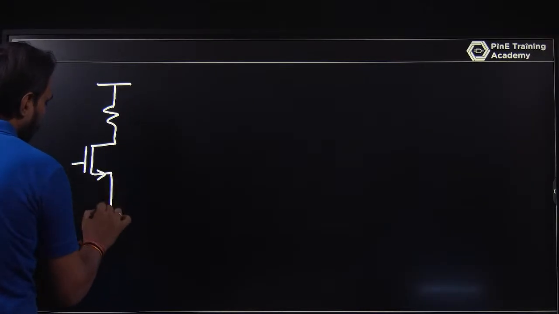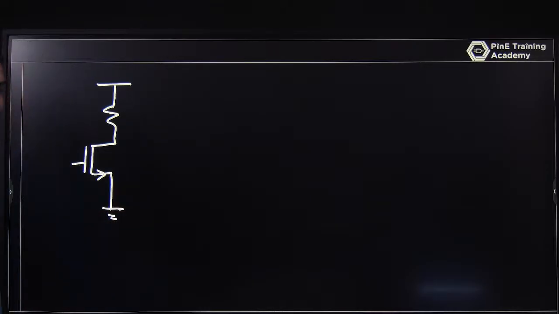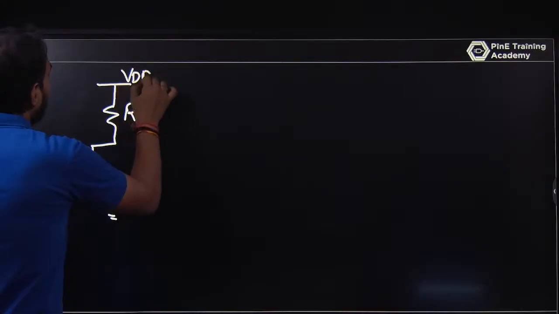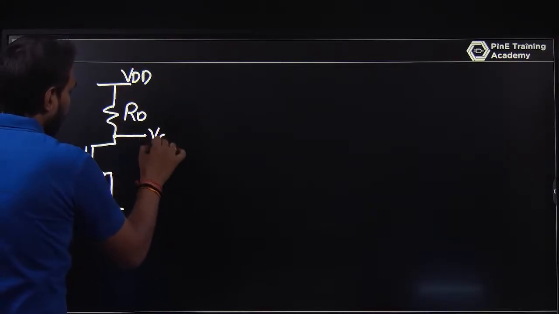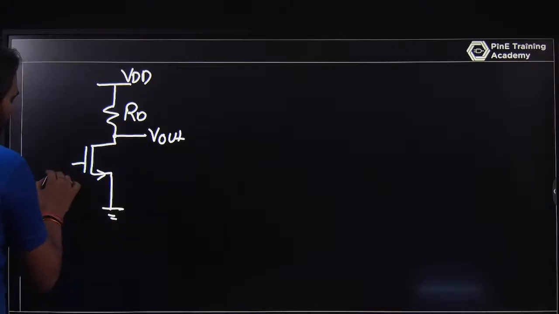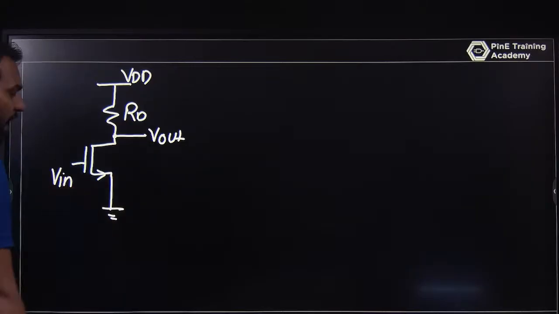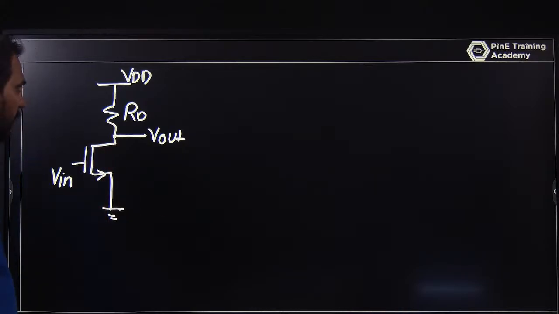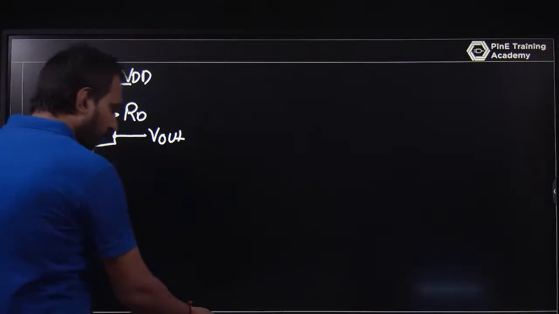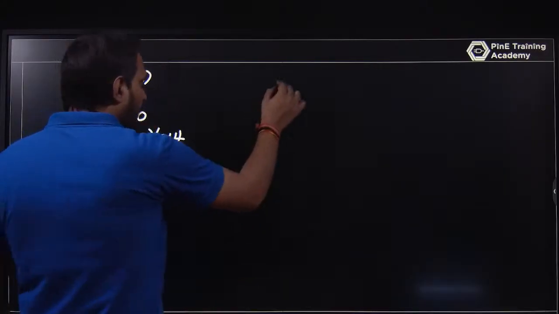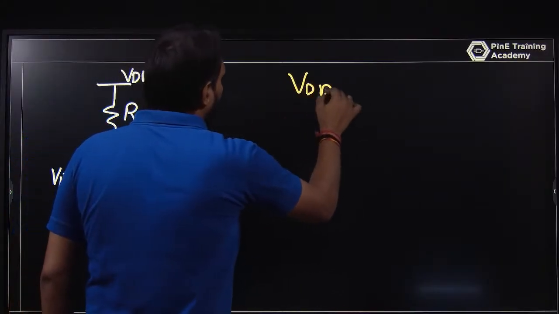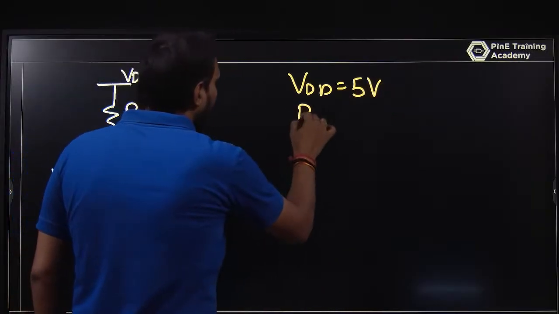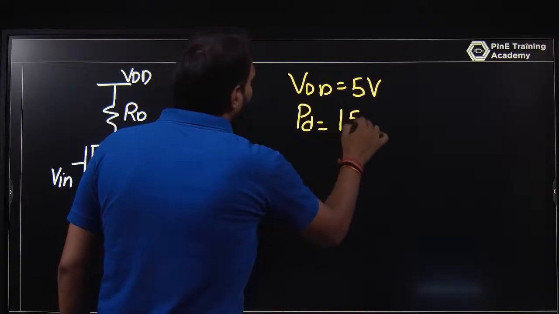The circuit looks like this. This is a common source amplifier where you have an RD, you have a VDD, you take the output at the drain and you give the input at the gate, and the source is common for both. We know that VDD is 5 volt and the given power dissipation is 150 microwatt.